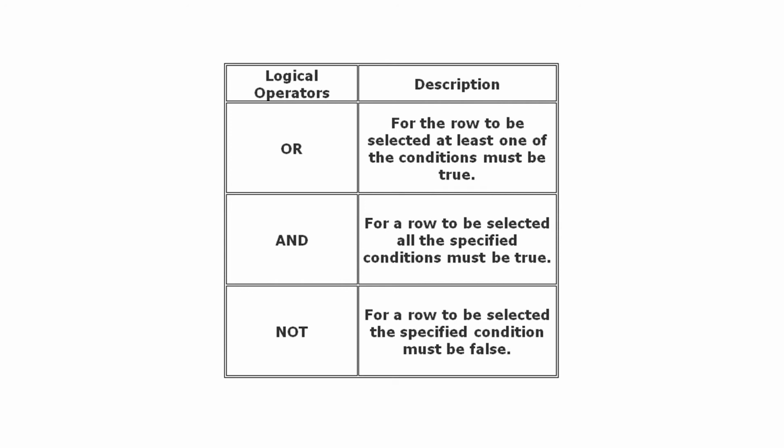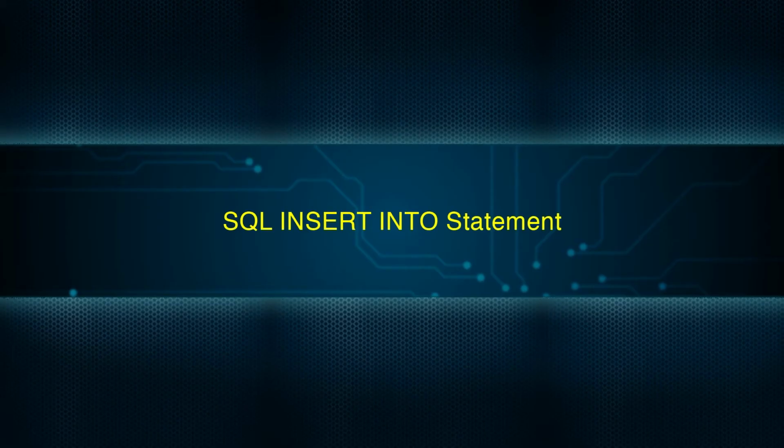OR: for the row to be selected, at least one of the conditions must be true. AND: for a row to be selected, all the specified conditions must be true. NOT: for a row to be selected, the specified condition must be false.